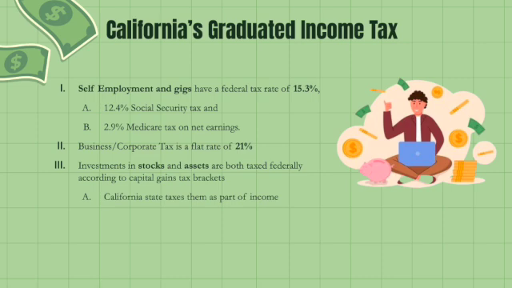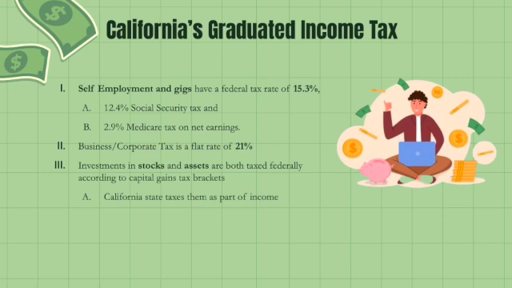And then the 2.9% is Medicare, which is essentially medical coverage for impoverished people, or if you're under certain brackets of income, you will also get public medical coverage.